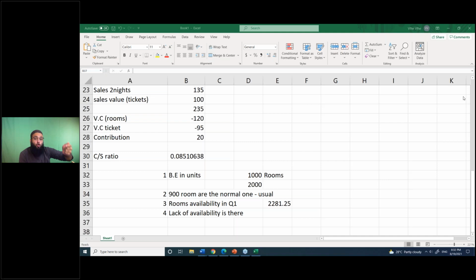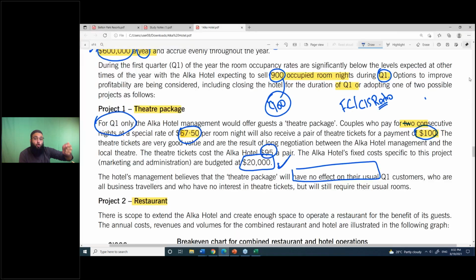No, Umar Sharif, listen, this deal requires you to come for 2 nights. You have to understand this. See, in the question, it is very clearly mentioned 2 consecutive nights will pay at a special rate of 67.5. So that's the deal. You have to come for 2 nights. You don't have any option that you'll stay there for 1 night and don't stay for the other night.